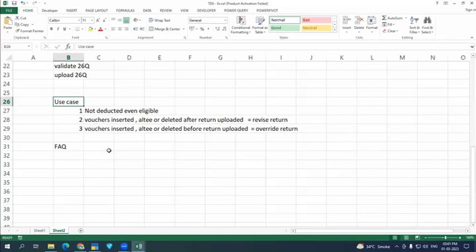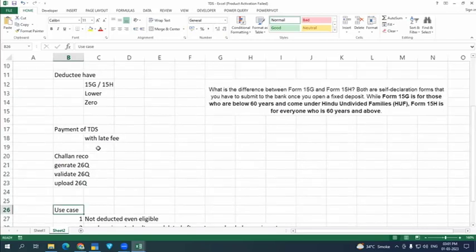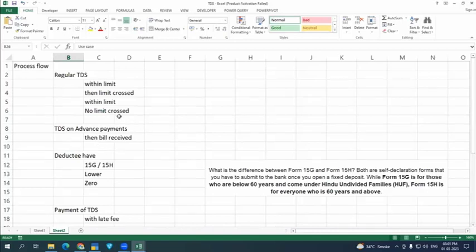What happens if the user is not deducting TDS even though it is eligible? Then what happens if, after TDS return generation, vouchers are altered or deleted by the user? So these types of scenarios we are also going to consider here. So let's start with Tally directly.